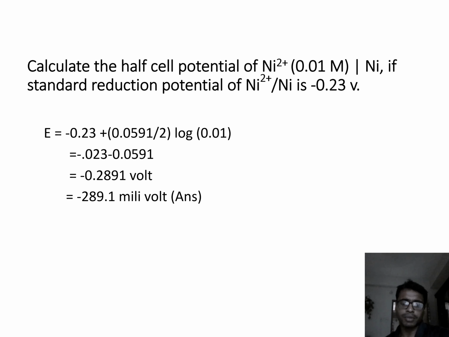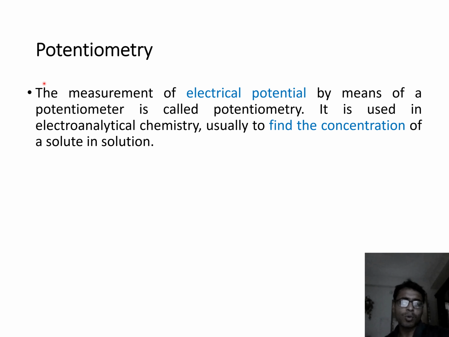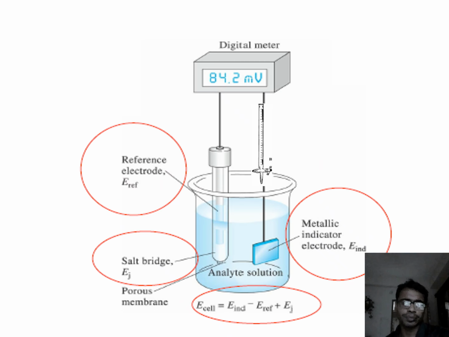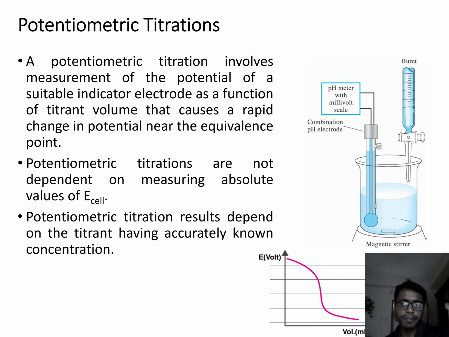Okay, so another formula has been shown here. So what is potentiometry? It is the measurement of electrical potential by means of a potentiometer. It's used in electroanalytical chemistry, usually to find the concentration of the solute in solution. So, general principle: a typical cell for potentiometric analysis has been shown here. This is the reference electrode and this is the salt bridge for calculating the EMF.